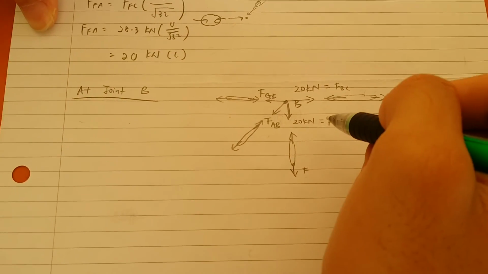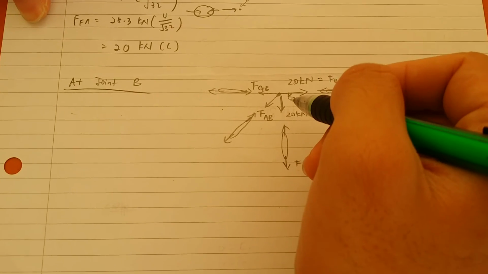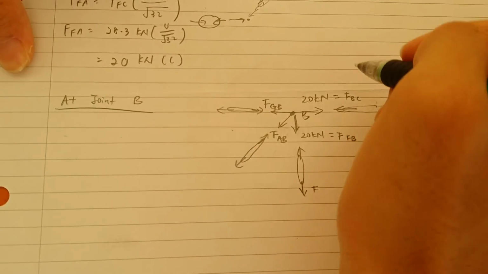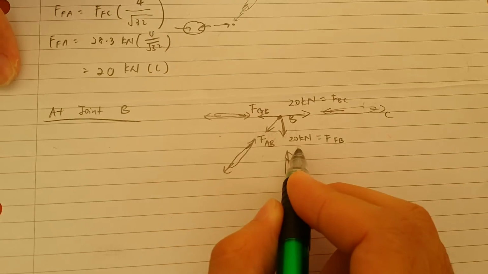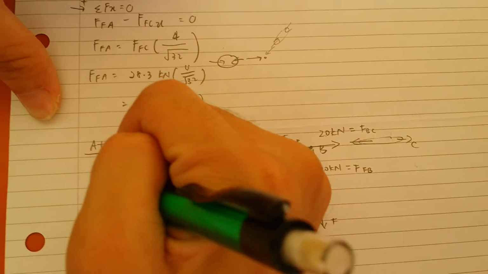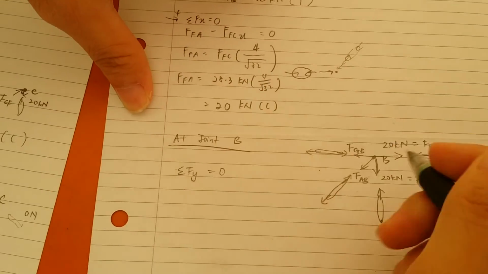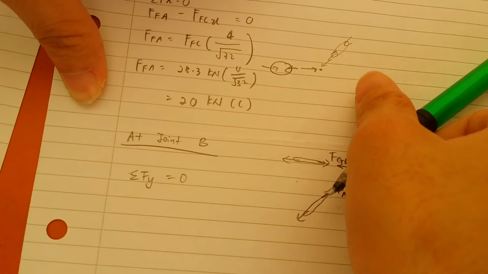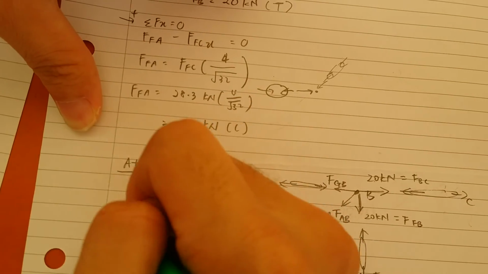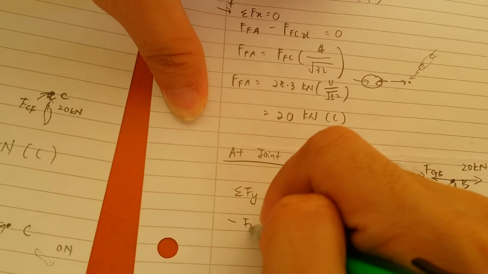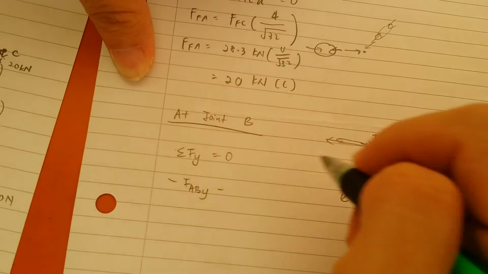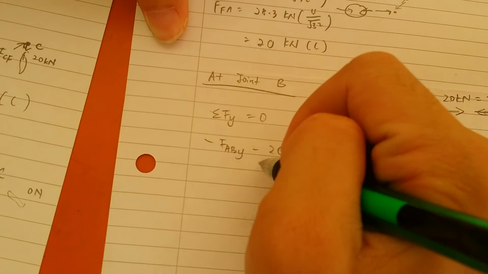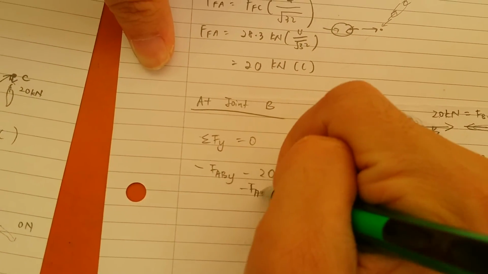So now we do the y axis first. Summation Fy at joint B is equal to zero. So it is negative 20 kilonewton because we assume this is to the bottom. So negative 20, and negative FABy, the y component, minus 20 kilonewtons equal to 0. So negative FAB.